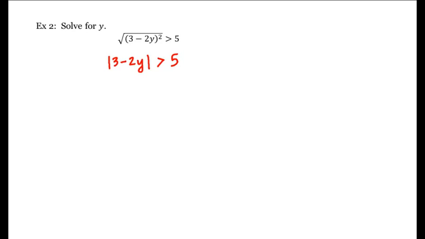So when solving absolute value inequalities, if we have the absolute value of something is larger than 5, then that means that that quantity is either larger than 5 or that quantity is smaller than negative 5. And now we'll solve this compound inequality by working each side separately.